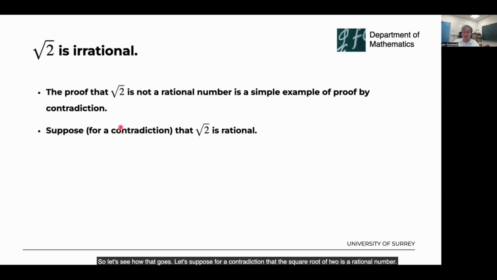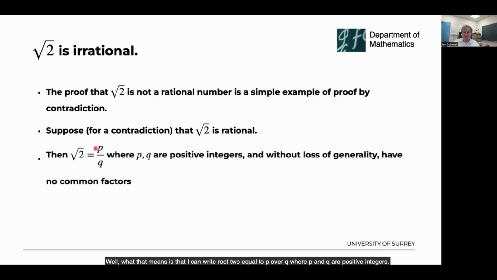Let's suppose for a contradiction that the square root of 2 is a rational number. What that means is that I can write root 2 is equal to p over q, where p and q are positive integers, and without loss of generality have no common factors, because in this ratio p over q, I can eliminate any common factors by dividing through the numerator and the denominator. So I do assume that there are no common factors because I can get rid of them at this stage. Let's see what I get from this.